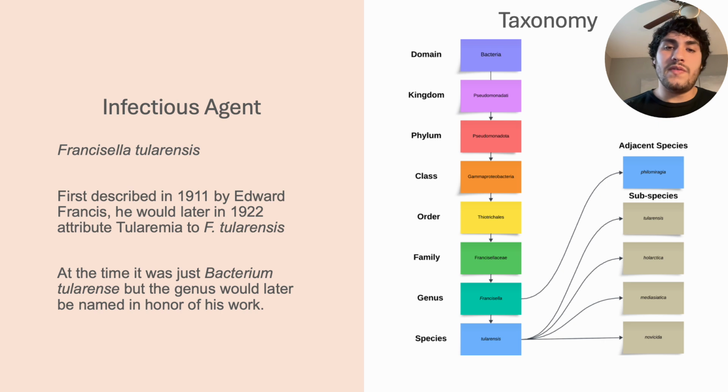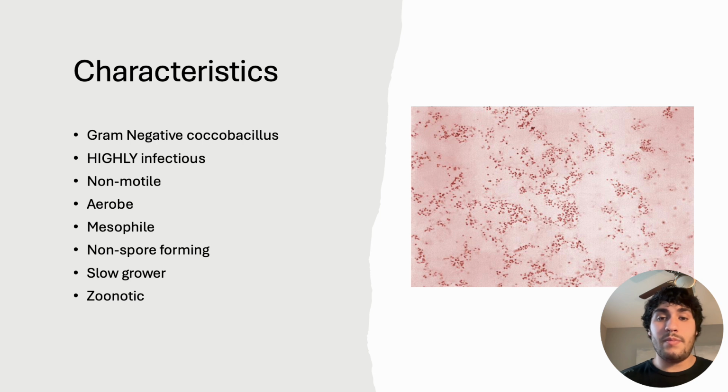Now, modern day, we've done some further work. We have adjacent species and some of the subspecies. But let's talk about the basics. So it's a gram-negative coccobacillus. It's highly, highly, highly infectious. It takes only about 10 to 20 individual organisms before you actually get an infection.